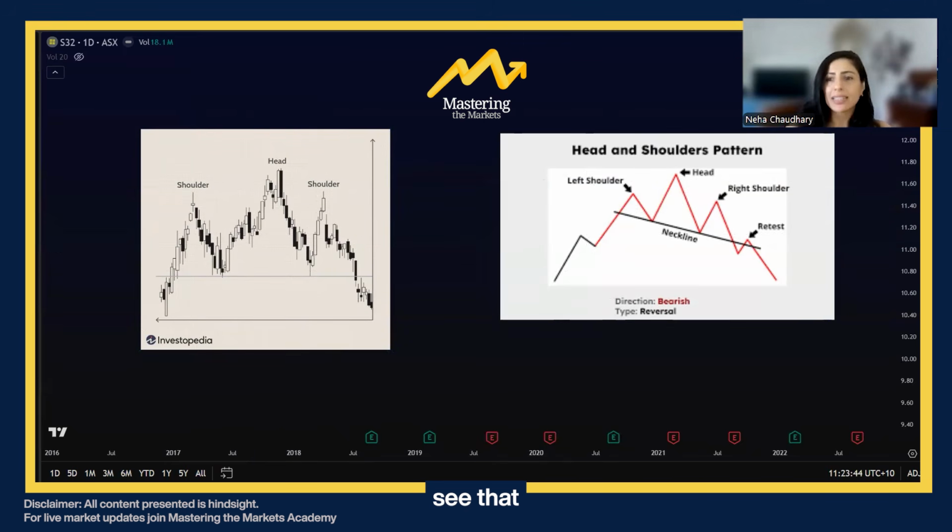You can now see that the head must always be the highest peak in this pattern. But the pattern isn't confirmed unless we break the neckline. The neckline is simply a trend line connecting the two lows between the three peaks. And if after the break of neckline, price reverses and reclaims the area above the neckline, then we call this a failed pattern, which can often lead to strong moves in the opposite direction.